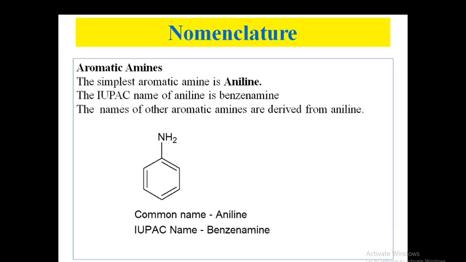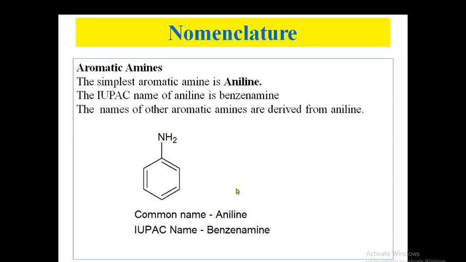Let's see the nomenclature of aromatic amines, and how aromatic amines are given names. A very simple aromatic amine is aniline. A simple benzene ring is attached to an NH2 group. Its common name is aniline, and its IUPAC name is benzenamine. In benzene, the E is replaced by amine here. So the IUPAC name for aniline is benzenamine.